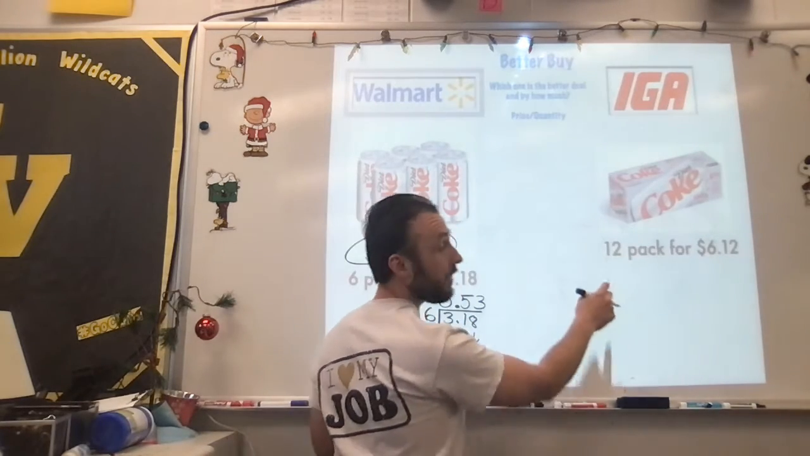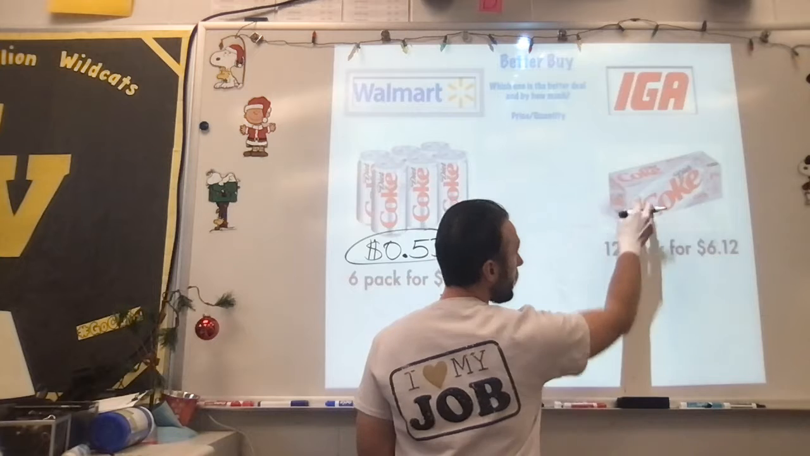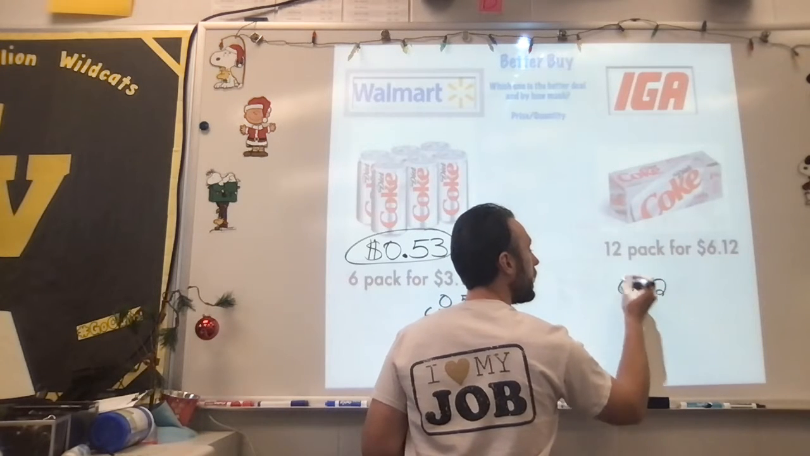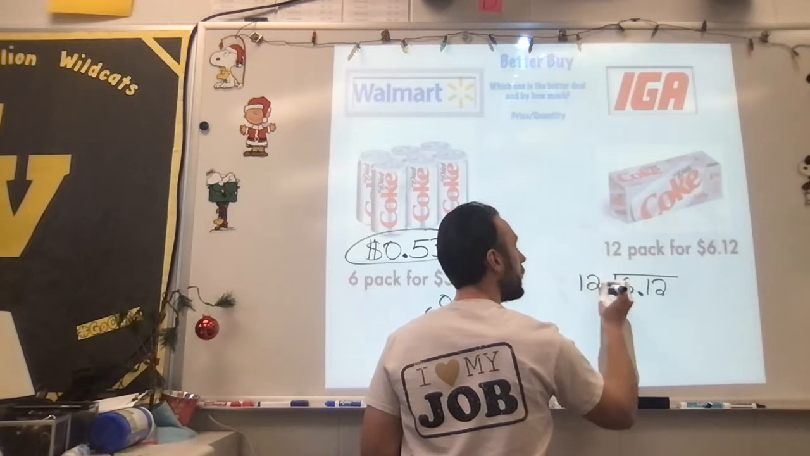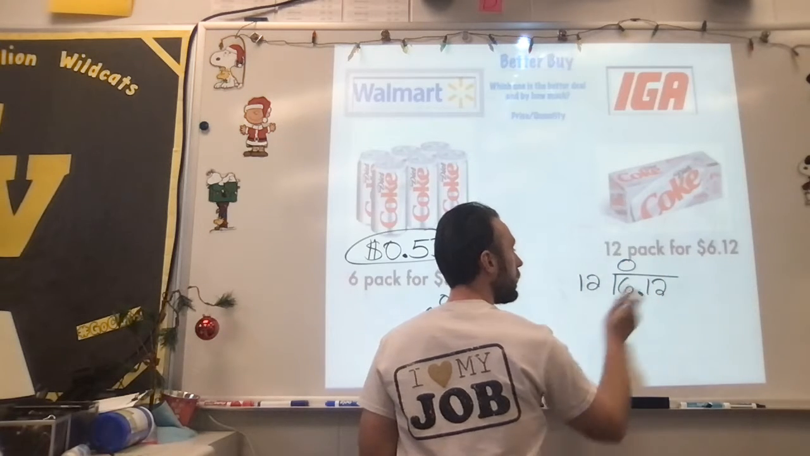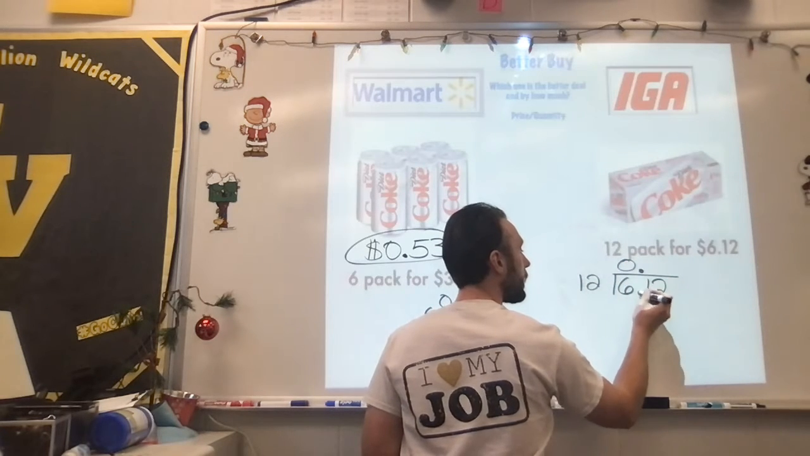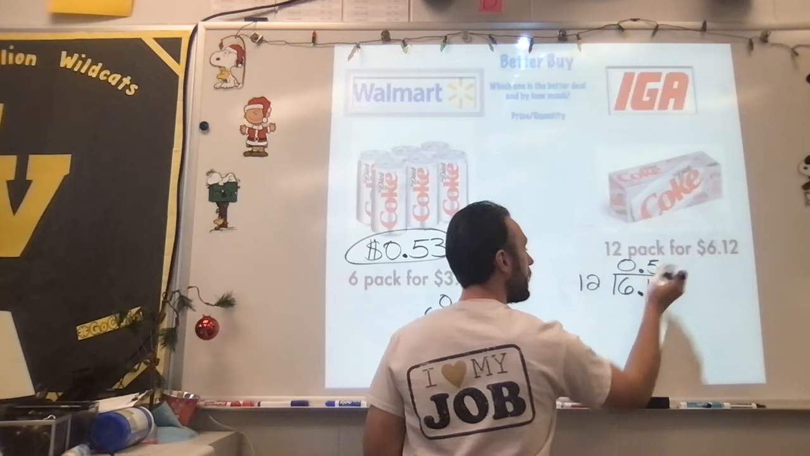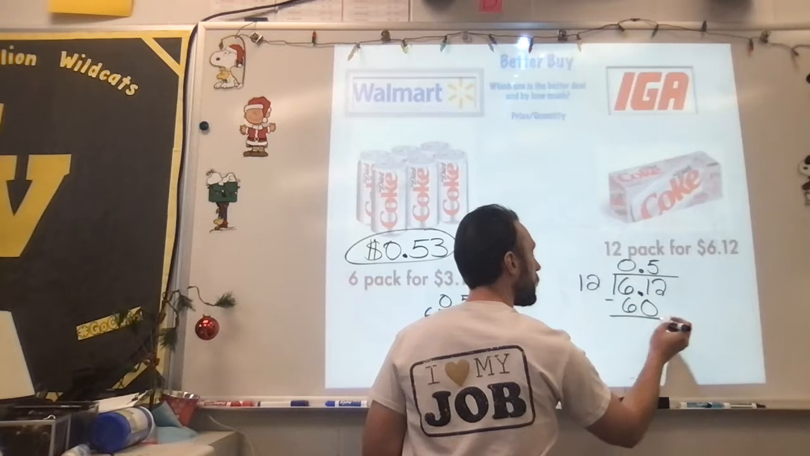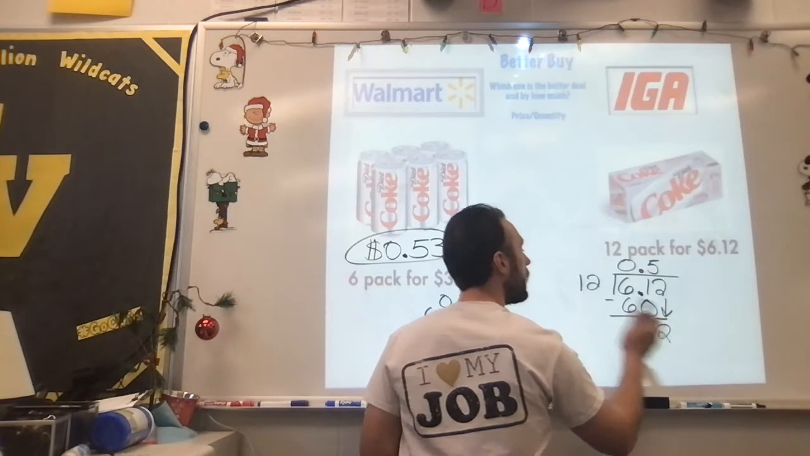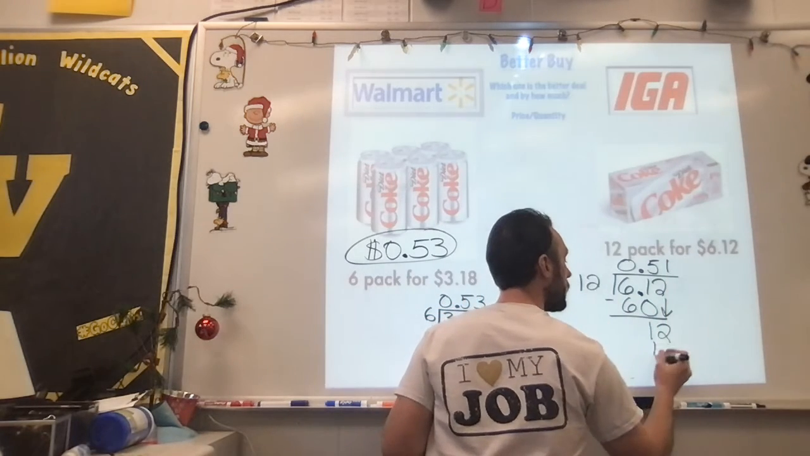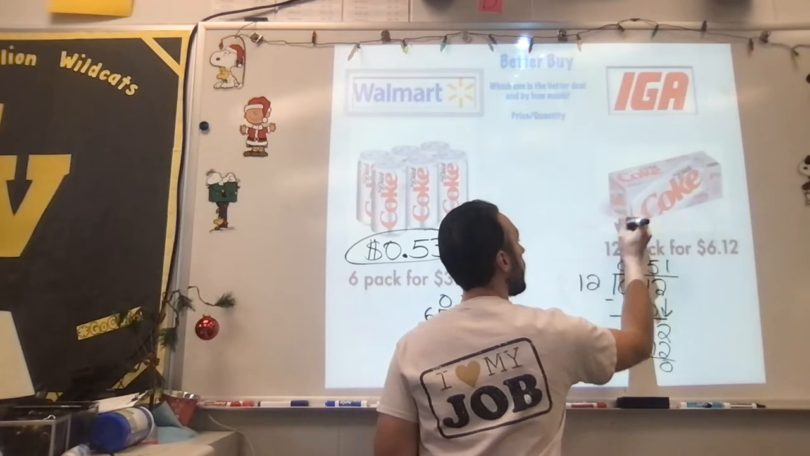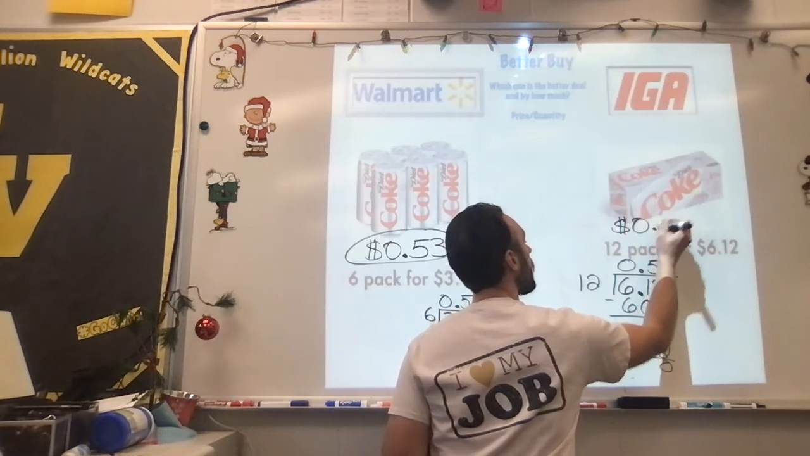Now I'm going to do the same thing for Diet Coke at IGA, but this is a 12-pack. So I'm going to take 612 and divide it by 12. 12 can't go to 6, so I put a 0. Bring my decimal point straight up. 12 goes into 61 5 times. That's 60. I subtract, I get 1. Bring down my 2. 12 goes to 12 one time. I subtract, I get 0. So the unit rate for IGA would be 51 cents per can.